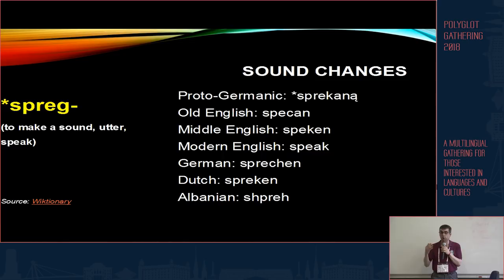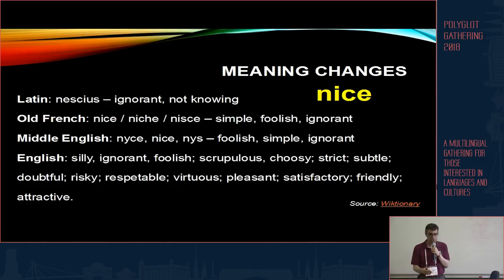And this is an example of how a word can change its meaning over time. So the word nice is a very common word in English, used a lot. And some people say you shouldn't use it because it's overused. But originally, it came from the Latin nescius. I'm not sure how to pronounce that, actually. Nescius. So it meant not knowing, ignorant. Actually, it's Nescius. Okay, thank you.